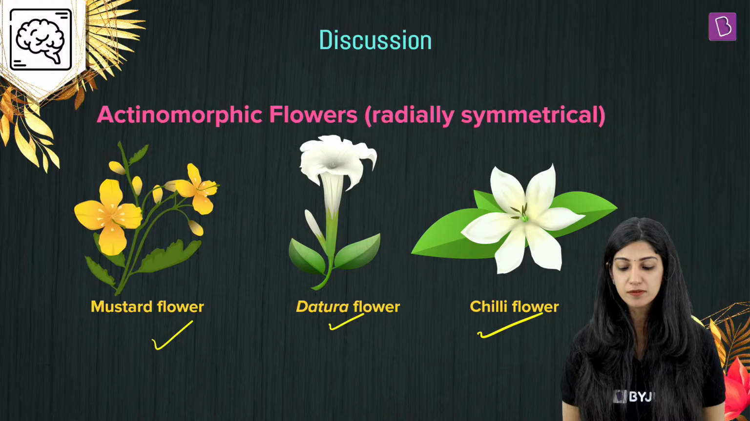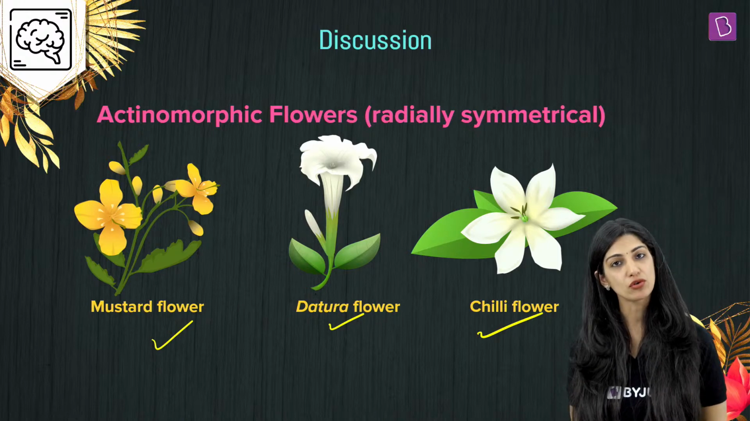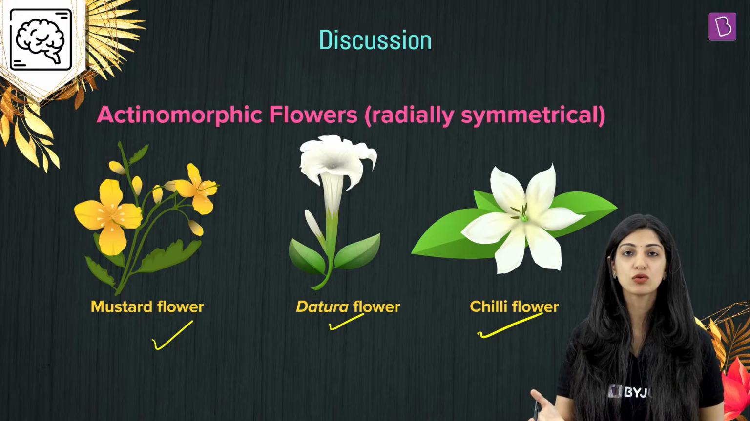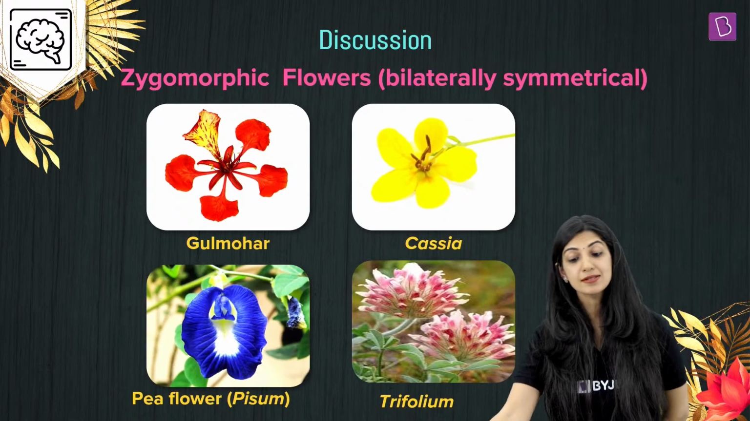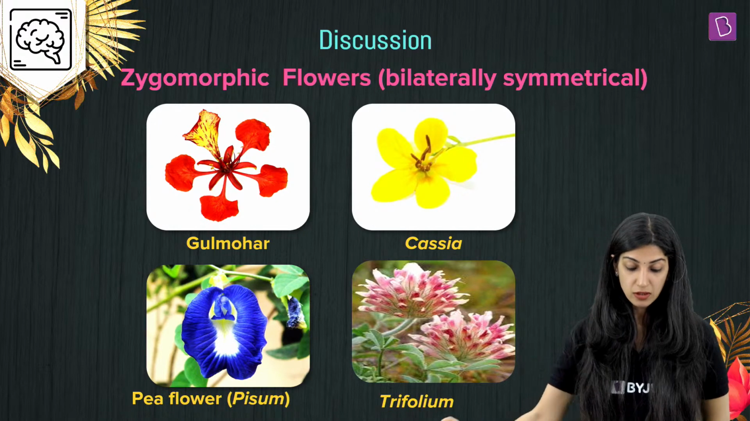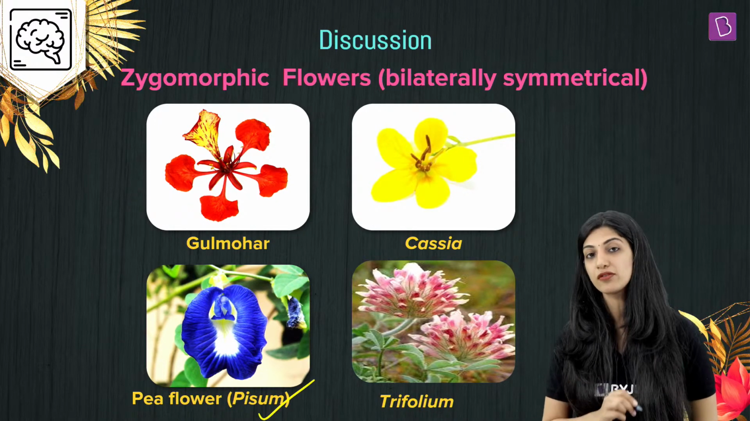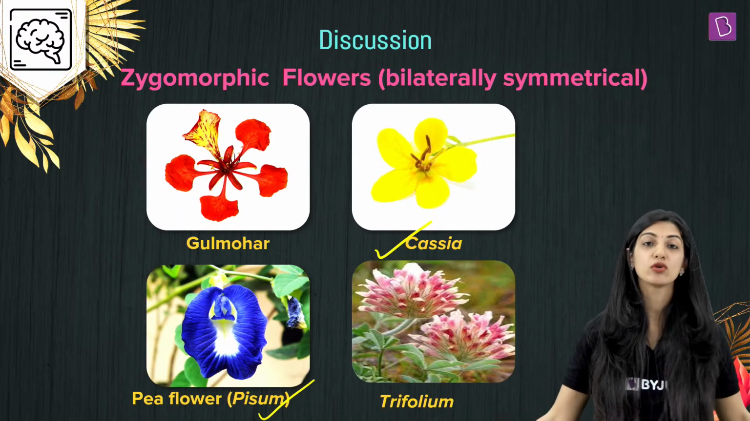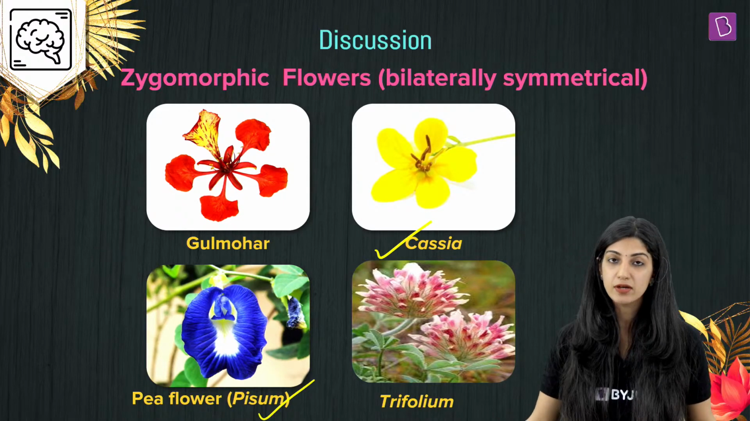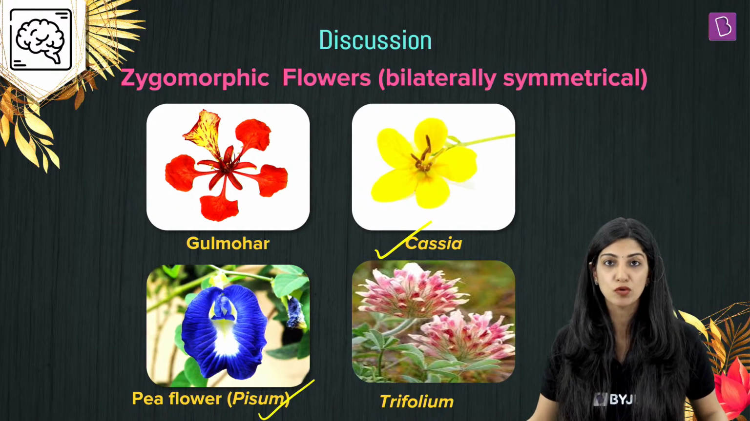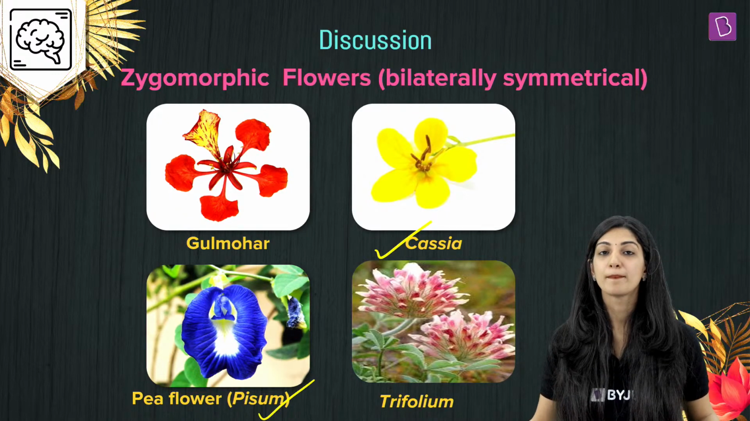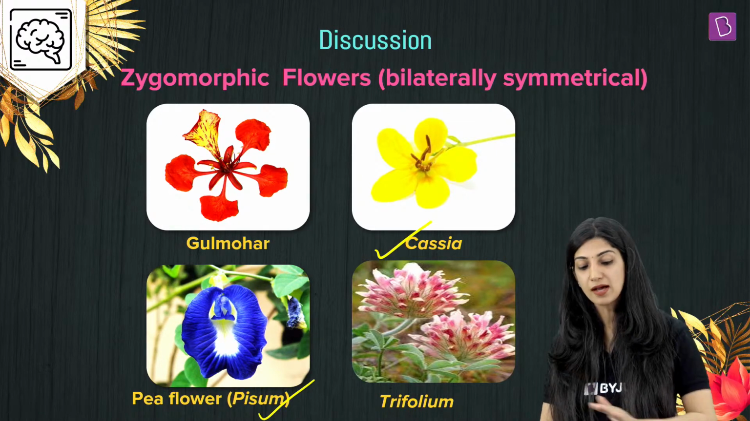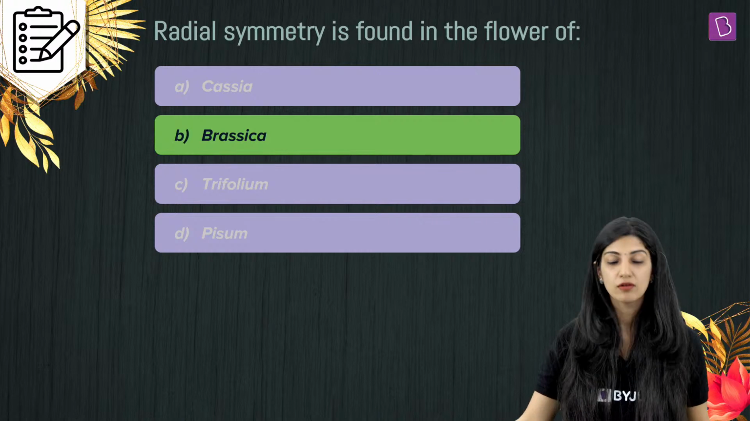Please look at the diagrams. You will never forget why they are actinomorphic. You can easily cut them into equal parts through any plane. Then the zygomorphic flowers, you definitely have to learn the pea flower. It's a commonly asked question. Cassia, definitely you have to learn. All the examples given in your NCERT textbook cannot be missed. Okay, so these are the examples of zygomorphic flowers.